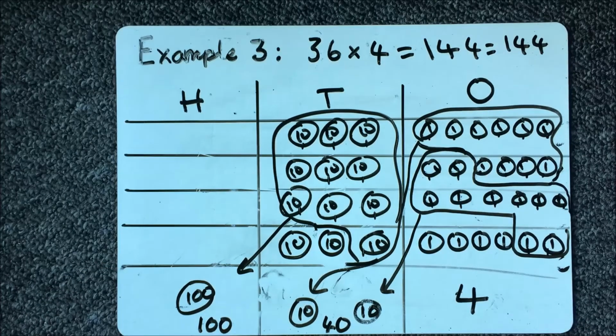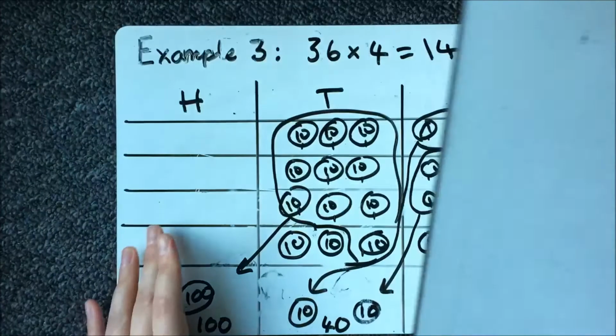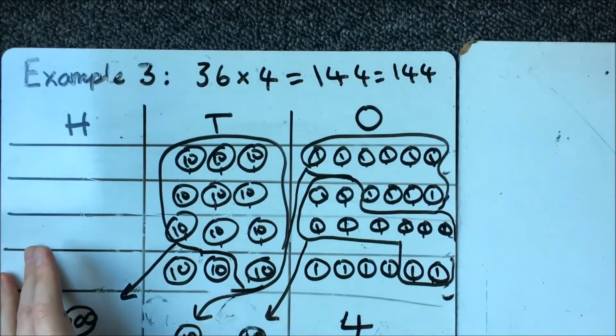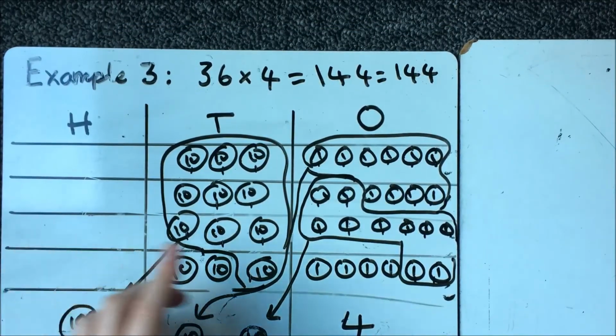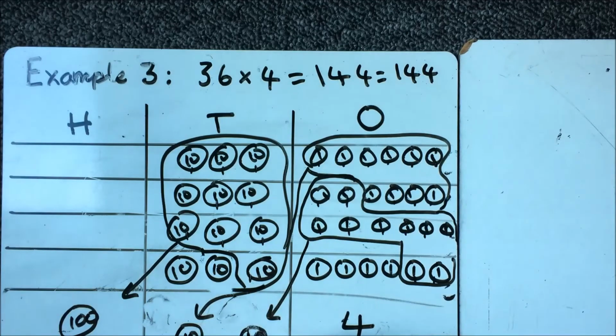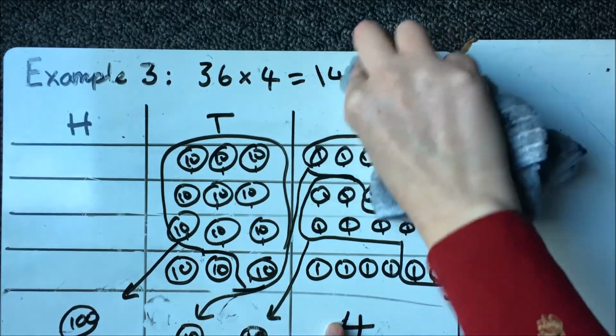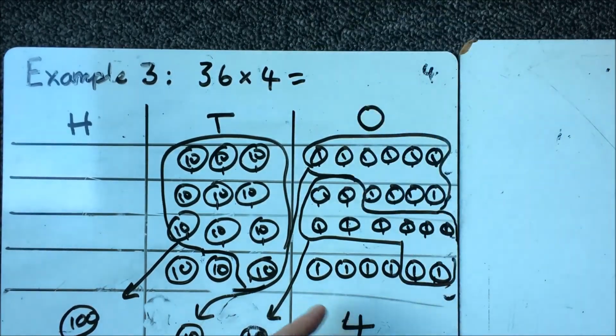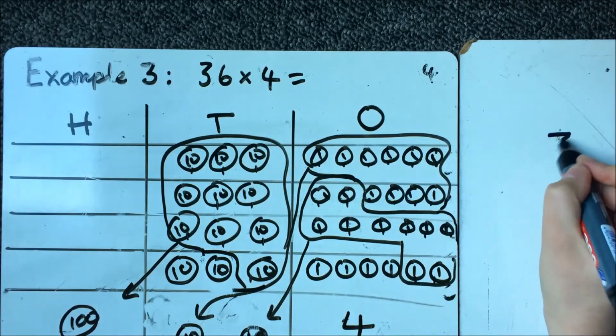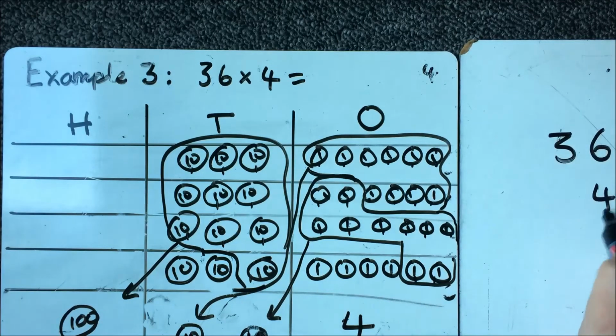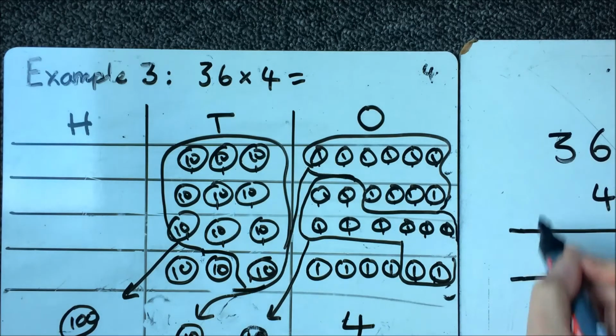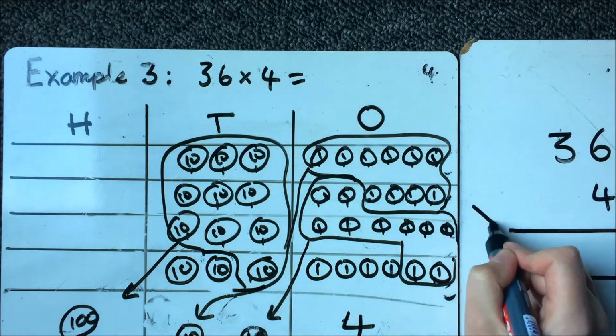Let's see how that would look like in a column method. Do you see how much checking? It's easy to make mistakes. That's why you need to check you've circled the right number of ones or the right number of tens. Right, let's do 36 times 4 as the column method. Okay. Remember to extend this so you've got room for hundreds in here.